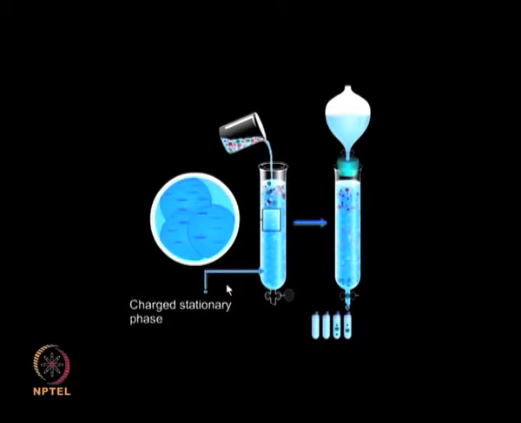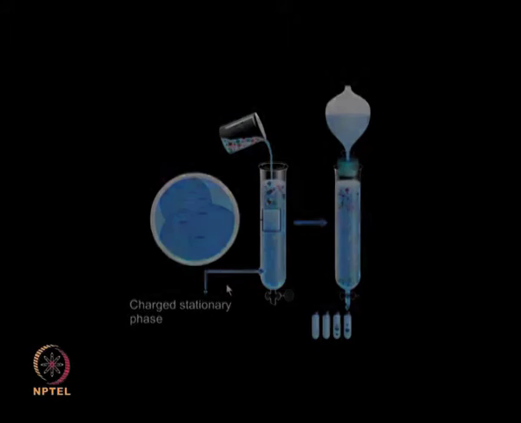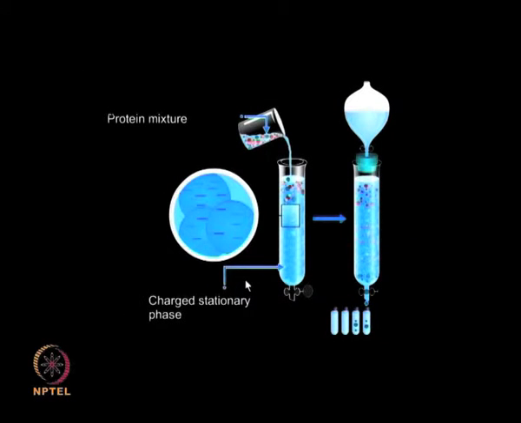The charged stationary phase. The column stationary phase consists of a positively or negatively charged polymeric matrix which will bind molecules of the opposite charge. Commonly used ion exchangers include negatively charged carboxymethyl cellulose, or CM cellulose, which is a cation exchanger, and positively charged DEAE cellulose, which is an anion exchanger.